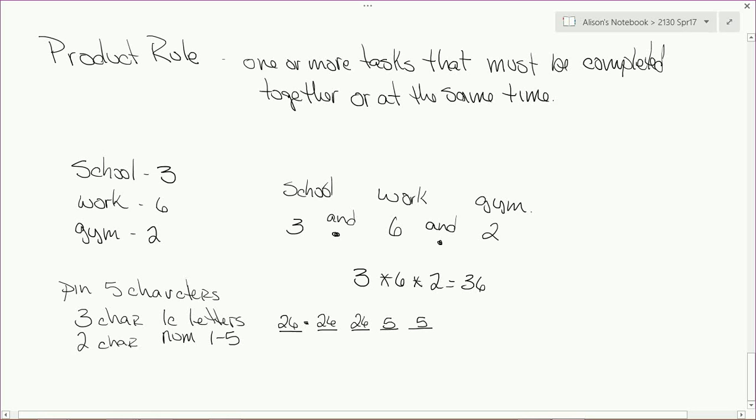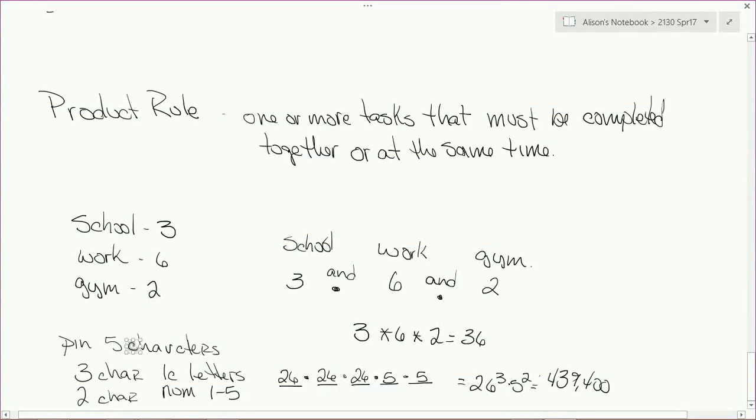And so I'm going to use the product rule because the PIN must be 5 characters long. That means that I have to choose a first character, and a second, and a third, and a fourth, and a fifth. I must do all of them together or at the same time. And this is going to give me 26 cubed multiplied by 5 squared, which equals 439,400. So there are 439,400 different ways that I can select my 5 character PIN number. And we use the product rule because all 5 of the characters must be chosen.